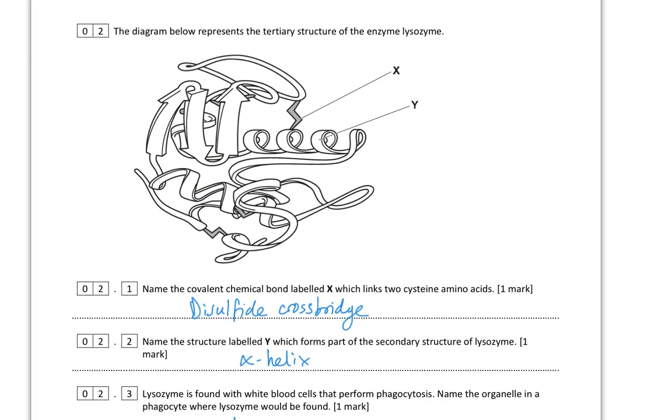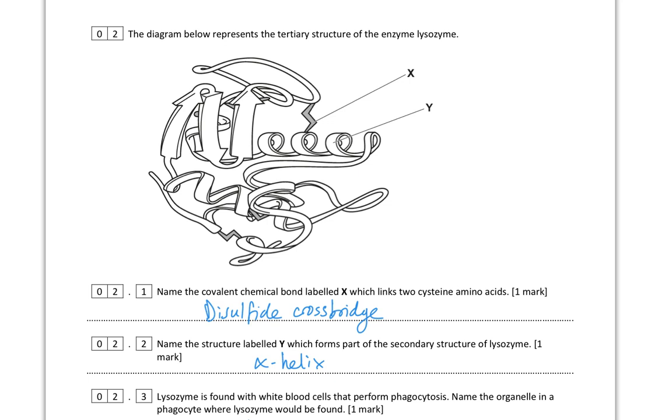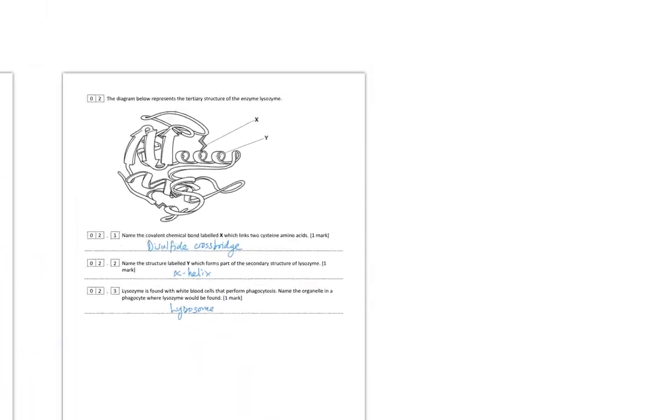From protein to protein, question 2. So it's the enzyme lysozyme, and a covalent bond labeled between X, which links two cysteine amino acids. Well, they're the ones that contain sulfur, so it's a disulfide cross-bridge. That should be straightforward. It's a spiral, that's Y, so it's the alpha helix. I can put an alpha or right alpha. And lysozyme is found in phagocytosis, so it's the lysosome. So yeah, just tricky, but knowledge based. There's no need to dwell on that.